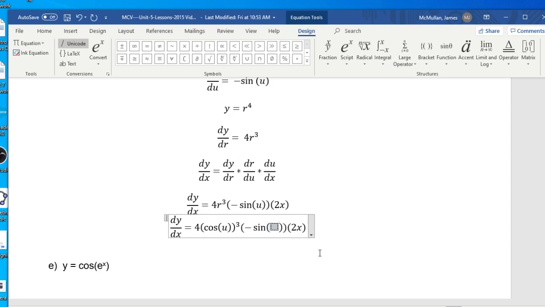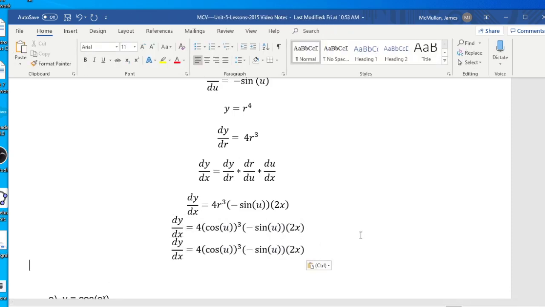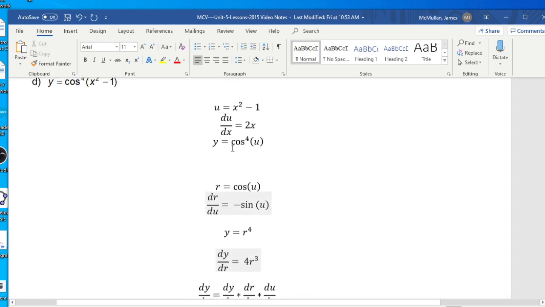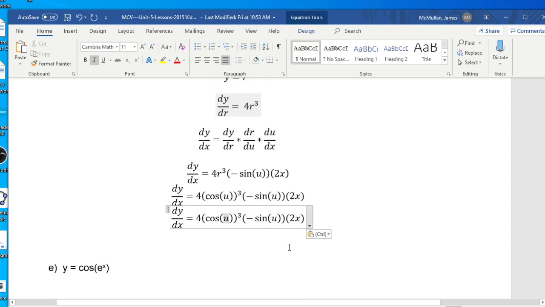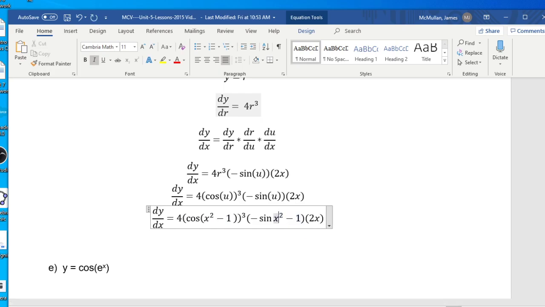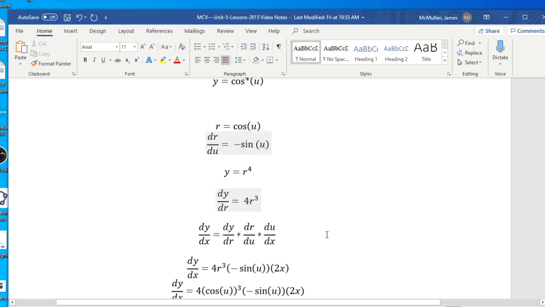Now the sine u I have to replace, right? So just think about this. I don't want to leave u's in my answer. So let's make another step. Both the u's need to be replaced. What is u equal to again? x squared minus 1. So I go here, x squared minus 1, and I go here, x squared minus 1. And I have to make sure that stays in a bracket. And there you go. It's a triple chain rule where you've managed to just use your Leibniz notation and keep it relatively simple.